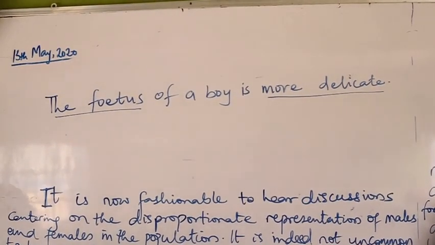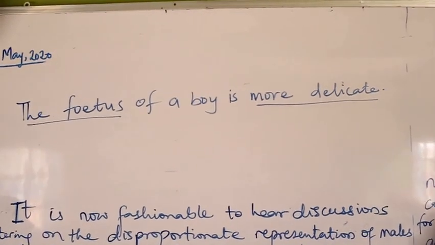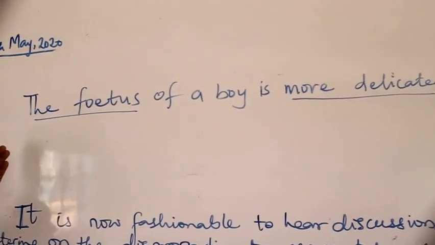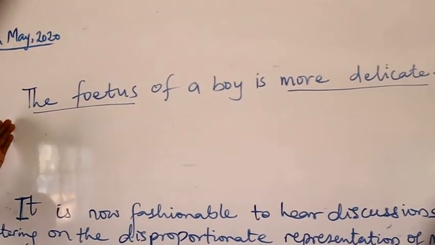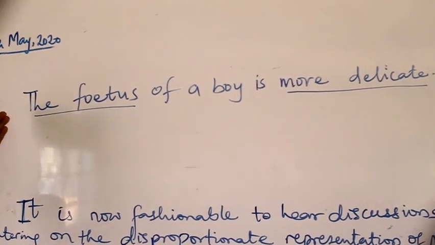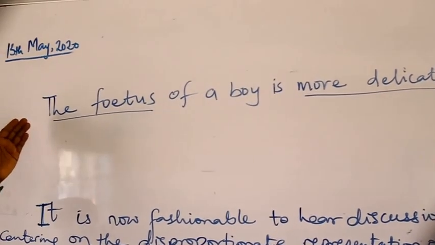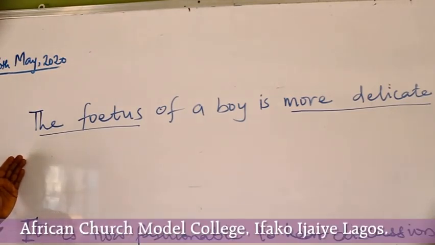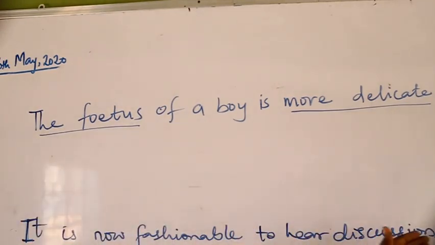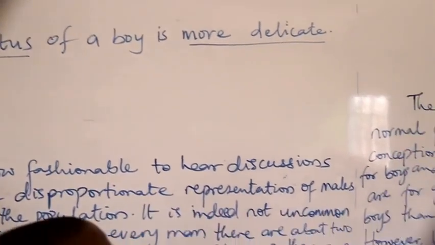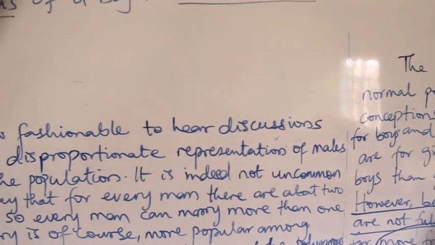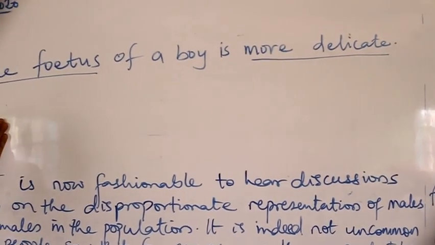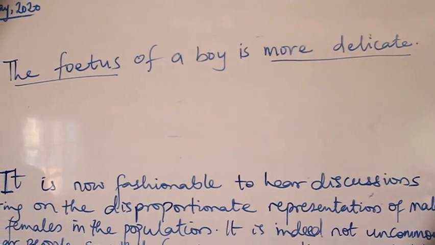This is our final answer. The fetus of a boy is more delicate. That is it. You can see that our answer is very brief and that this is our own answer, not the writer's words. No, this is not the way the writer has put it. That is summary writing. You rewrite the writer's idea in your own words. You can see we have reduced this number of sentences in this paragraph to about 1, 2, 3, 4, 5, 6, 7, 8, to about 8 words. That is what we call summary.